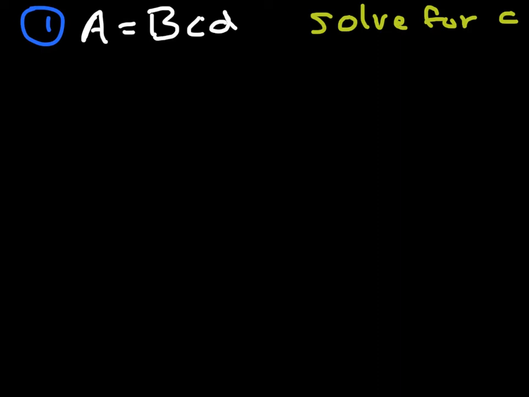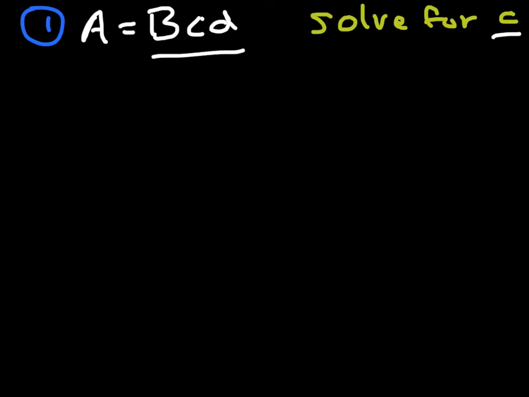Okay, we look at number 1 here. This says A equals B times C times D. It also asks us to solve for C. When it asks us to solve for a variable, remember that means we have to get it by itself. Now what's happening with our C right now? It's being multiplied by B and D. To undo multiplication, we know we have to use division.